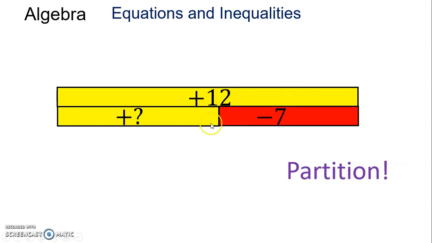Okay, so this is an interesting one. If I'm going to add a negative number, then it actually means that what I must have had over here is bigger than 12. I must have started with a number bigger than 12 if I'm going to subtract 7 and get 12. So what's over here must be 7 more than 12, so that when I subtract it, I get a total length of 12. So the missing number there is 19.